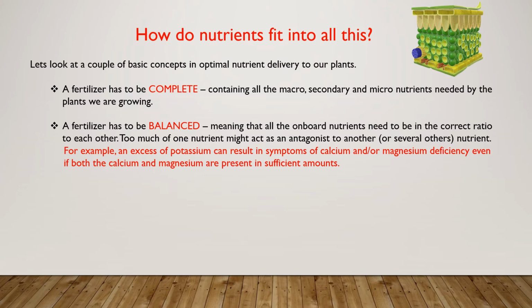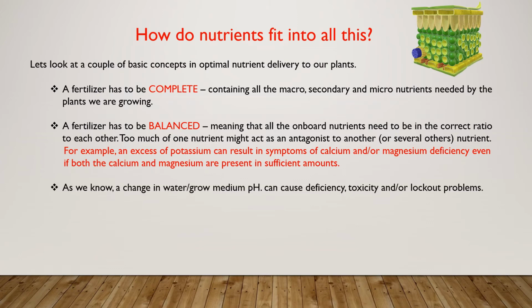We can see this happen very commonly when growers decide to just crank up their levels of phosphorus or potassium at a particular point in their grows, no matter what their crop is, thinking that it's a good thing, but it may actually end up being quite problematic. We know that a change in water and grow medium pH can cause deficiency and toxicity or lockout problems, and we just saw that our choice of fertilizer can greatly affect the pH in our grow medium.